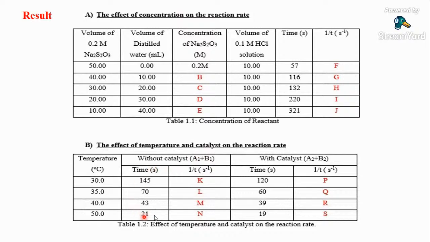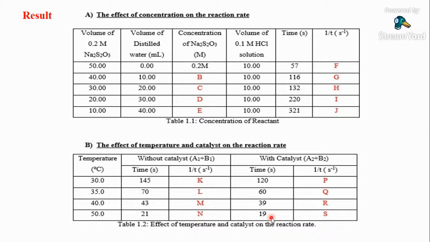Okay, set one is test tube A1 and test tube B1 without catalyst, meaning without MnO4. And then with catalyst, A2 plus B2 with MnO4. So this is the time taken at 30 degrees Celsius, 35 degrees Celsius, 40, and then 50 degrees Celsius. You notice that when the temperature increases, the time decreases, meaning that when temperature increases, the rate of reaction is faster. With catalyst, the time is shorter.